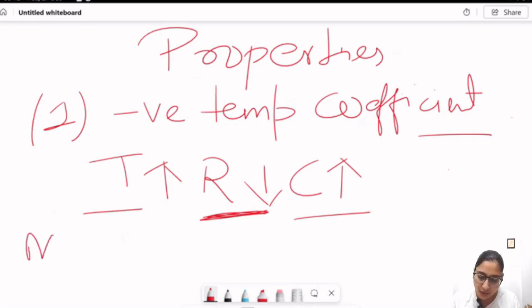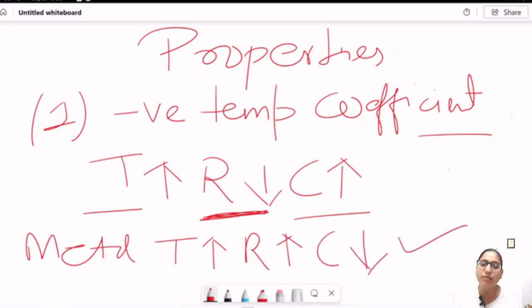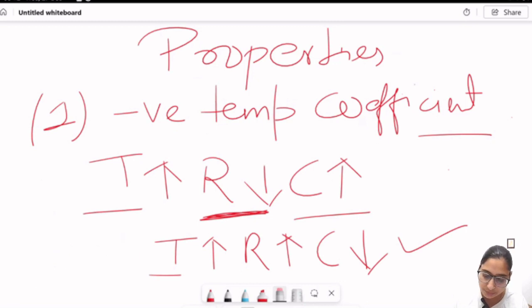Whereas in metal, what is happening here? In metal, when we increase temperature, then resistance also increases and conduction decreases. This is happening in metals. Don't confuse temperature with electric field. Electric field has different properties. Here we are talking about temperature properties. Okay. Now I will tell you this in detail.